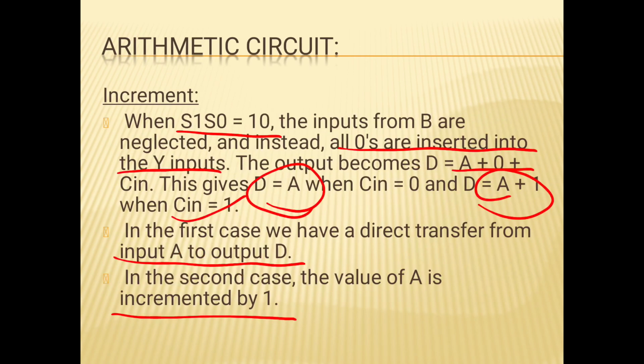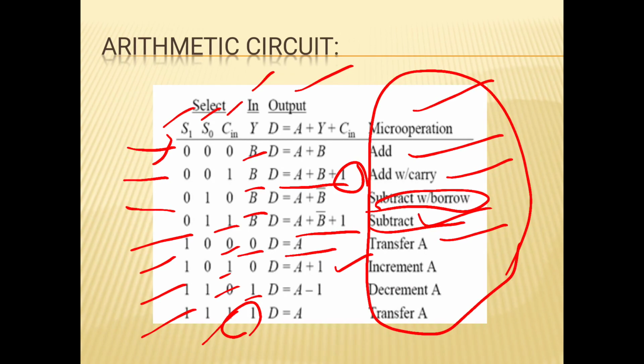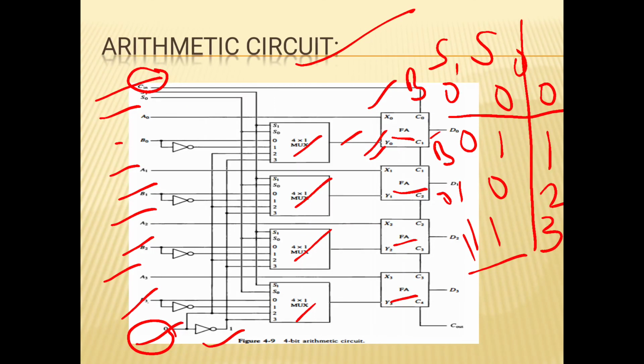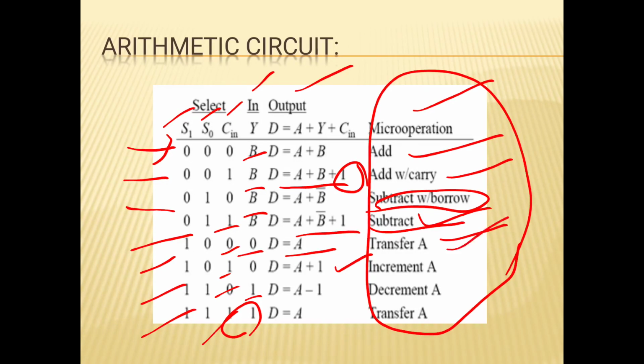This is all about the arithmetic circuit. Complete these all 8 micro operations. Arithmetic micro operations are based on this arithmetic circuit, where we use 4 multiplexers and 4 full adders, and which produced 8 micro operations, that is addition, addition with carry, subtraction with borrow, subtraction, transfer, increment, decrement, and again the normal transfer operation.